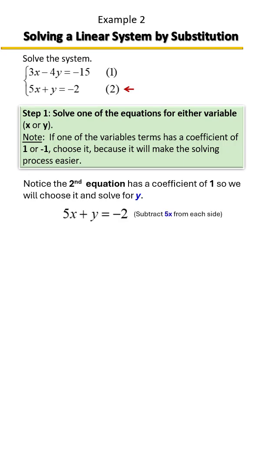To solve for y, we need to subtract 5x from each side. And now we're going to take that expression that we solved for y and plug it into the other equation in that variable's place. Just for the sake of name, we're going to call this equation we just created equation number 3 because we're going to use it later.